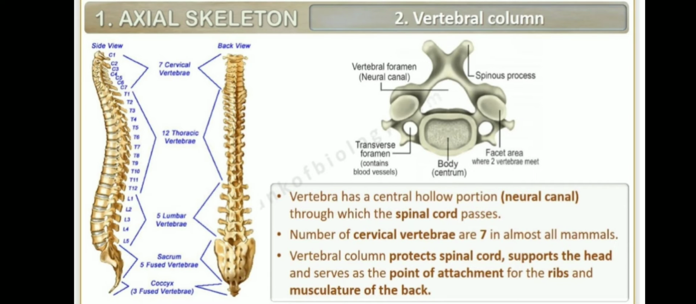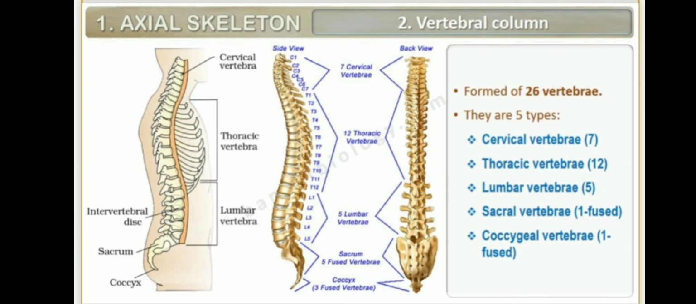The vertebral column is differentiated into cervical, thoracic, lumbar, sacral, and coccygeal regions starting from the skull. The number of cervical vertebrae is 7 in almost all mammals, including human beings. The vertebral column protects the spinal cord, supports the head, and serves as the point of attachment for the ribs and musculature of the back.